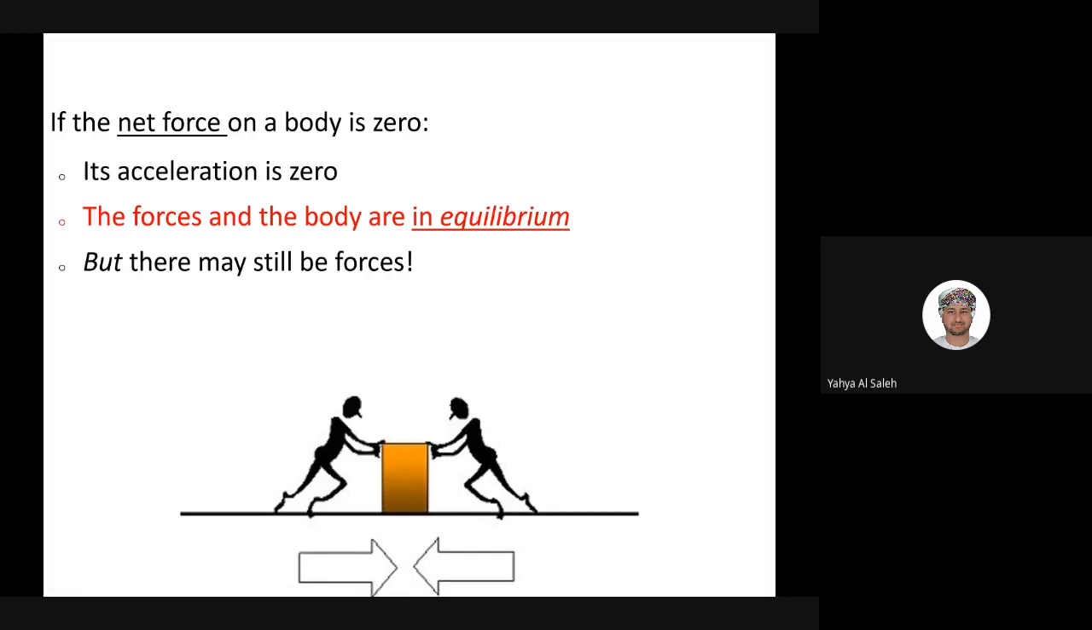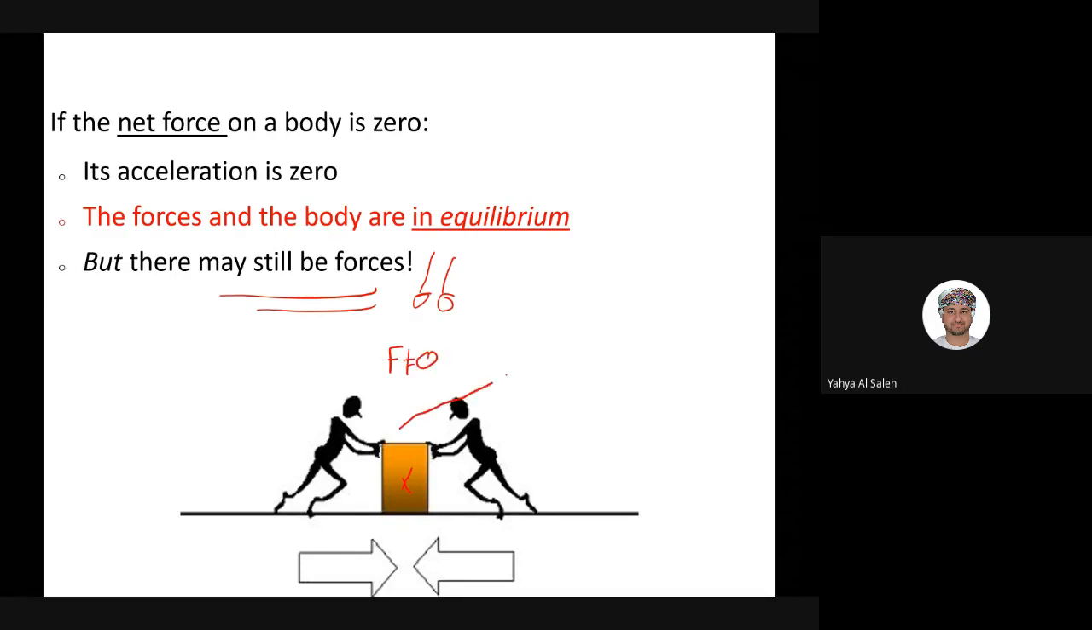If the net force on a body is 0, its acceleration is also 0. Right? We agreed on this. The forces and body are said to be in equilibrium. But this is very important: there may still be forces. Just because this box is not moving does not mean force is equal to 0.